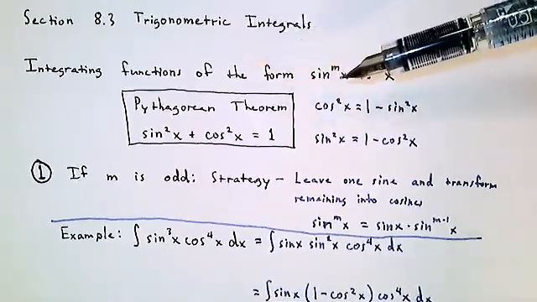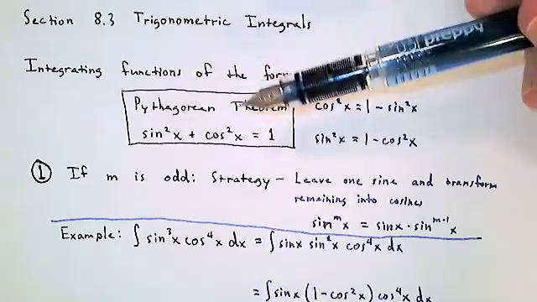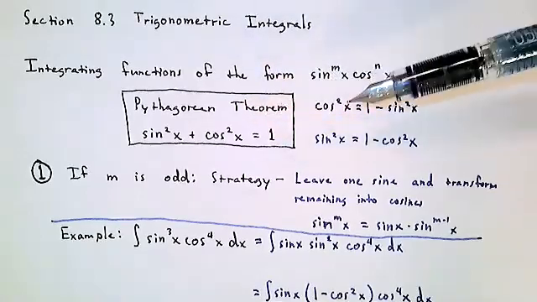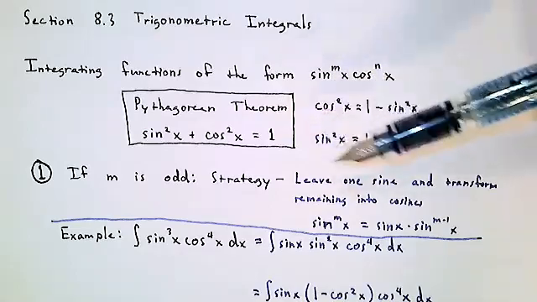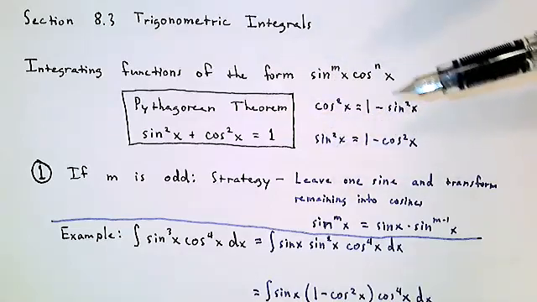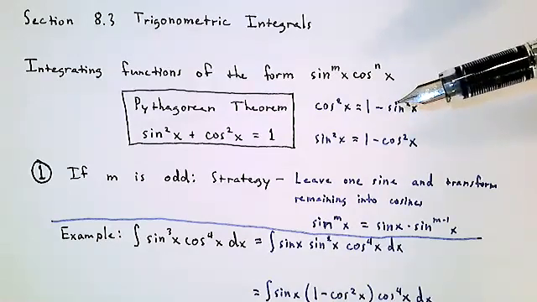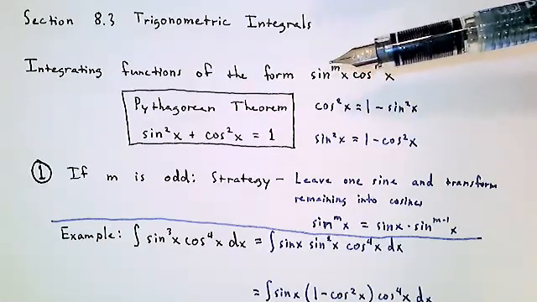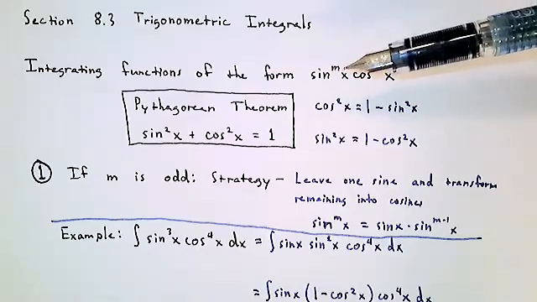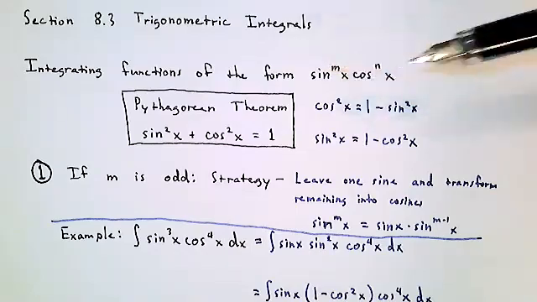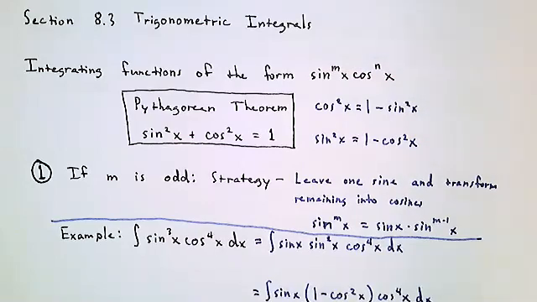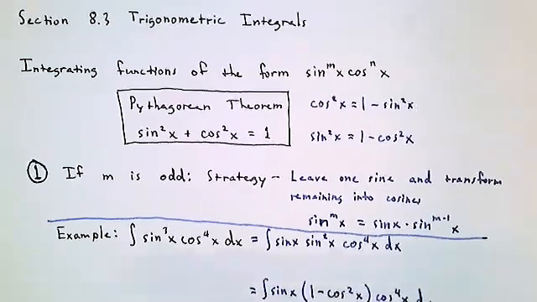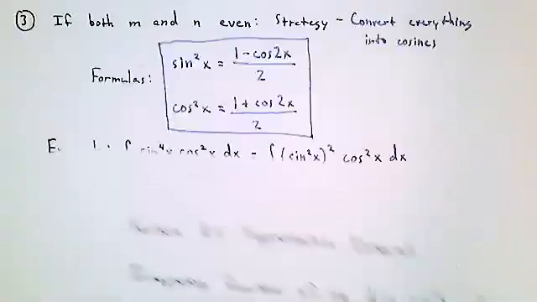If you have odd powers, the basic idea is to use the Pythagorean theorem to convert even powers of cosine or sine into their opposite trig function. So if you have an odd power of sine, you would break off the even part, leaving one behind, and convert the rest of them to cosines. And the opposite works for cosine being odd. So that was, I guess, the first couple pages there.